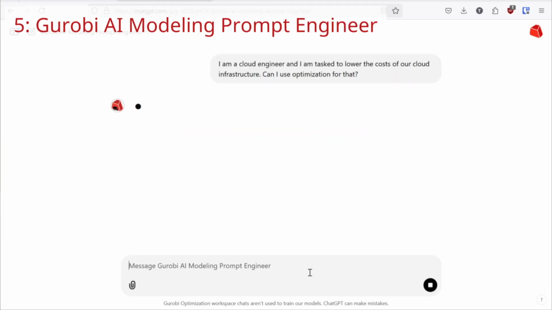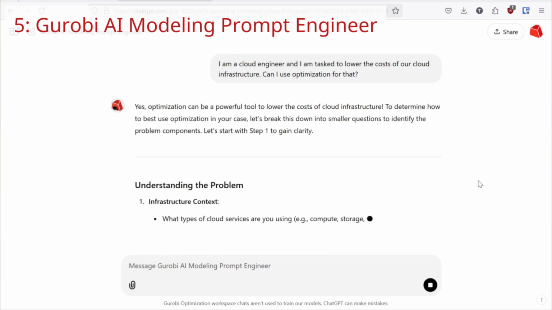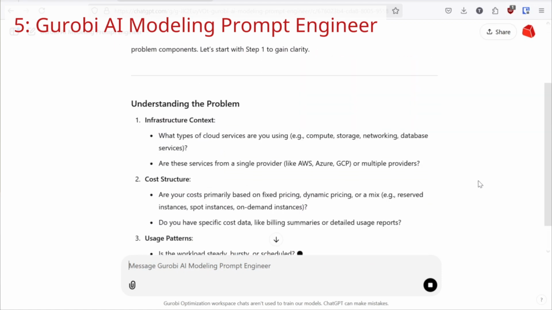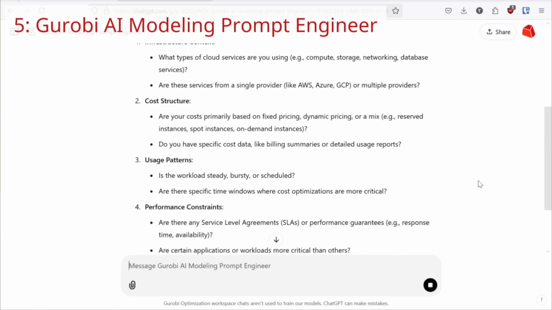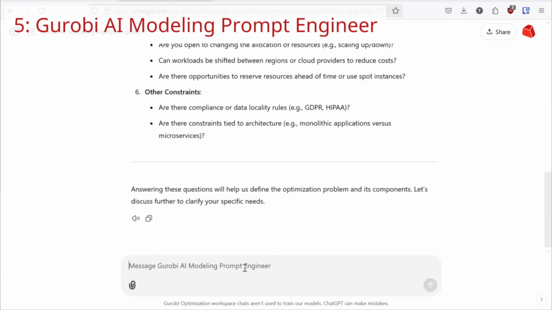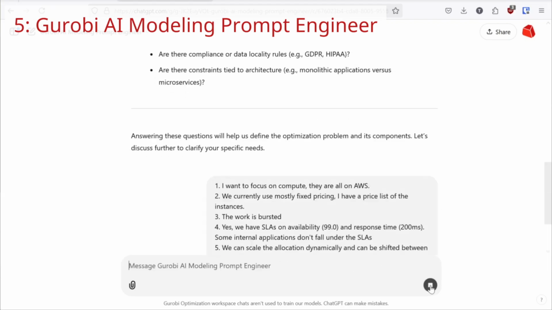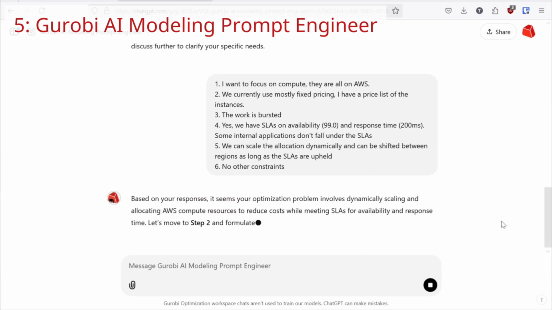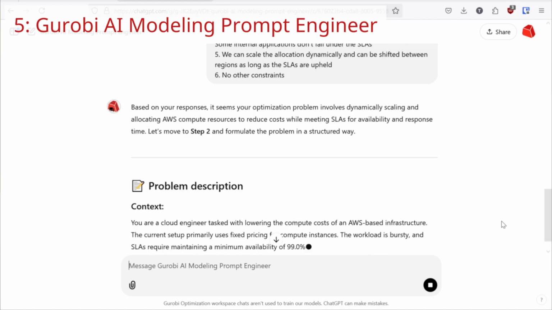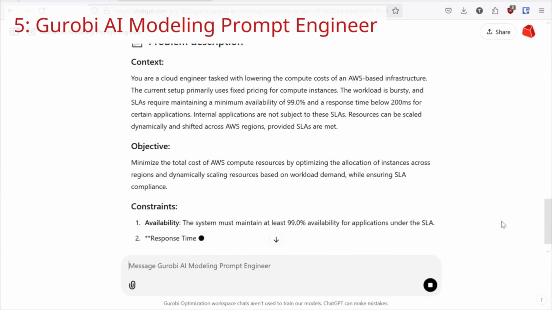Number 5, another custom GPT that is part of the project is called Gurobi AI Modeling Prompt Engineer. It is a sparring partner for people who are not yet attuned to seeing optimization problems around them. Through a discussion format, it helps the user identify optimization problems and their components like objective and constraints.